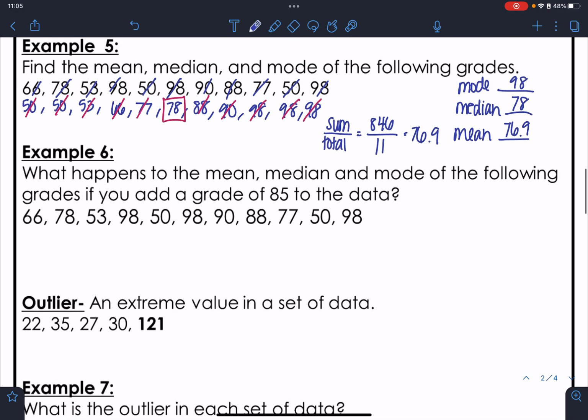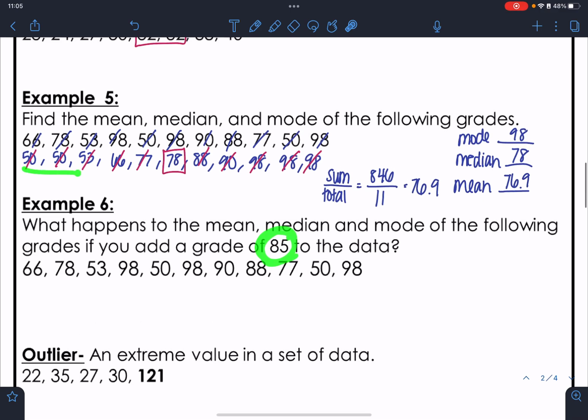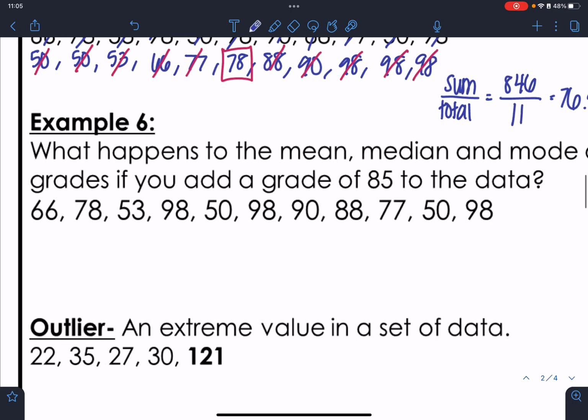Okay, so let's not try to do everything over again. Let's just use this to our advantage. We've already done a lot of the work. So if I'm adding 85 to my list, I'm going to use the numbers that I already have in order. I'm just going to squeeze in an 85 directly between the 78 and the 88, right? So let's rewrite my list, just putting another 85 in the list there, okay?